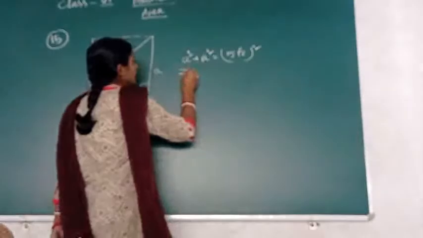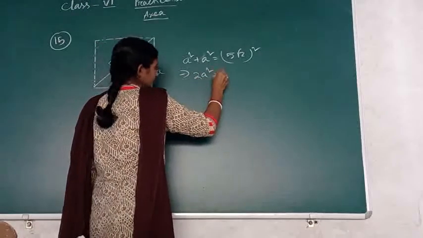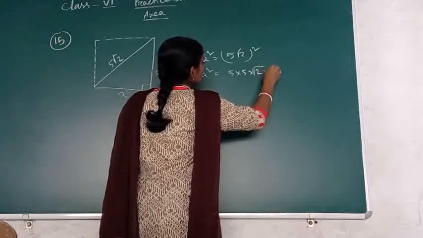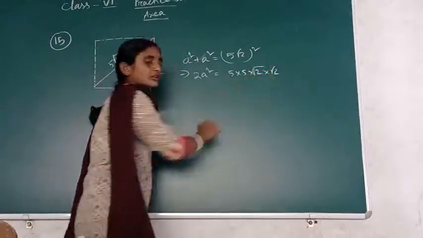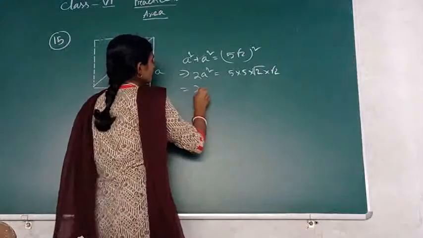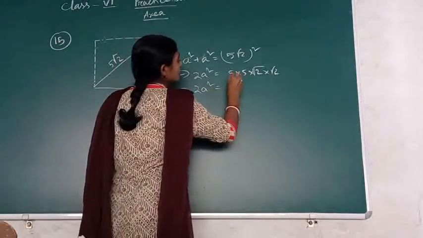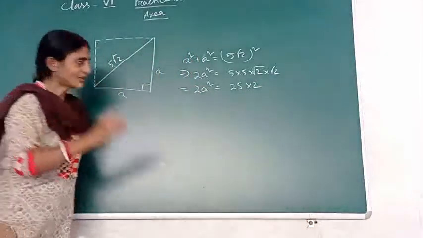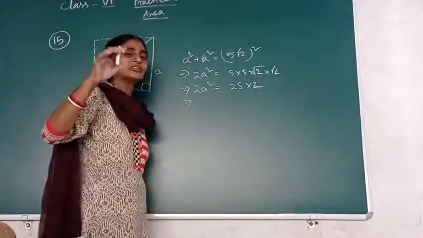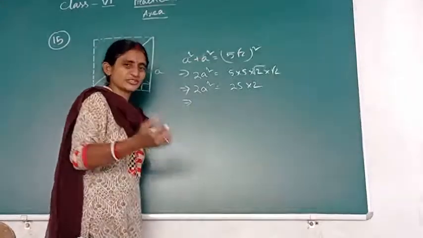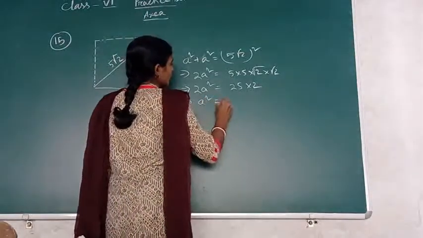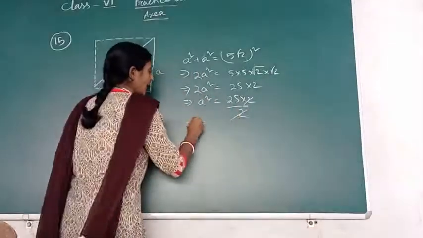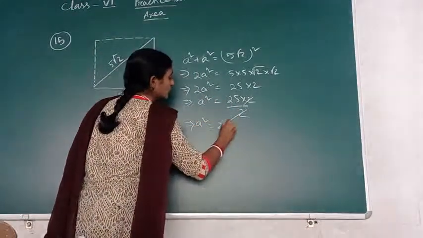Now that means what? Here you are getting 2a square. Here what are you getting? 5 into 5 into root 2 into root 2, because it is a square, that means the same thing is multiplied twice. So it comes as 5 5s are 25, and root 2 into root 2 means you are getting 2 only. I know it's a little bit heavy for you all, but let's move one step ahead, no problem. So here a square will be 25 into 2 by 2. Cancel this. Actually what you have got is a square equal to 25.